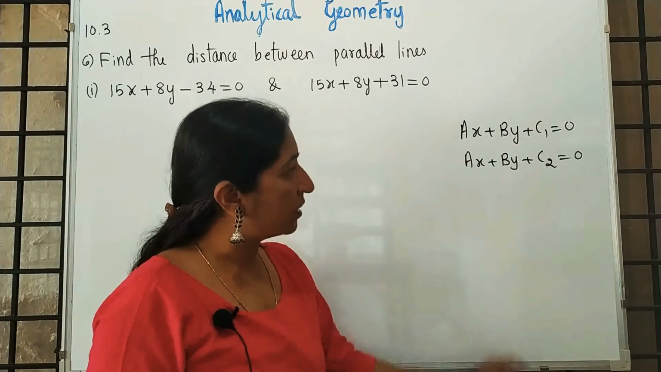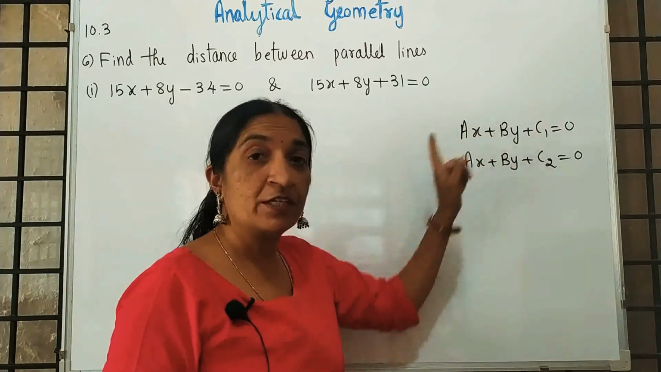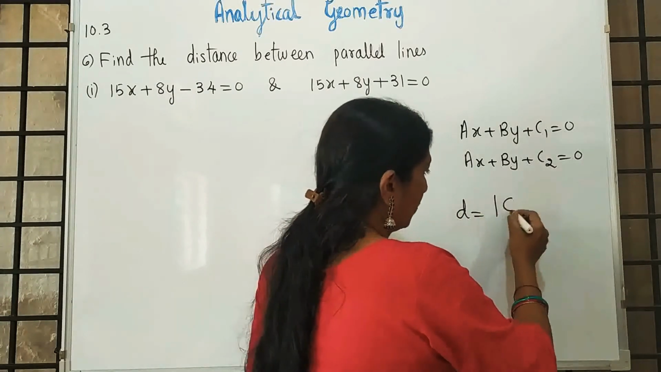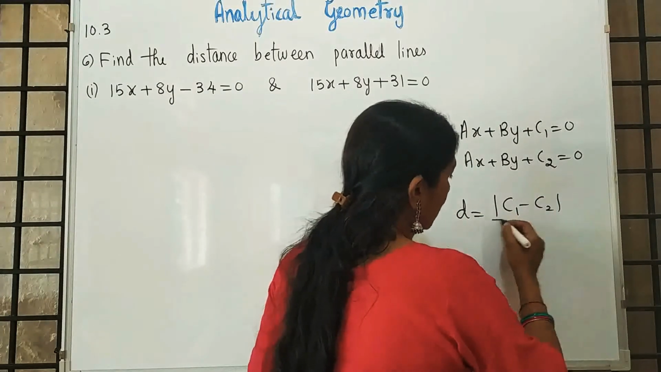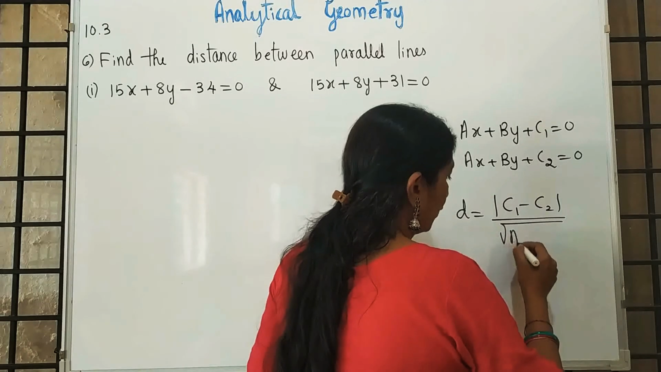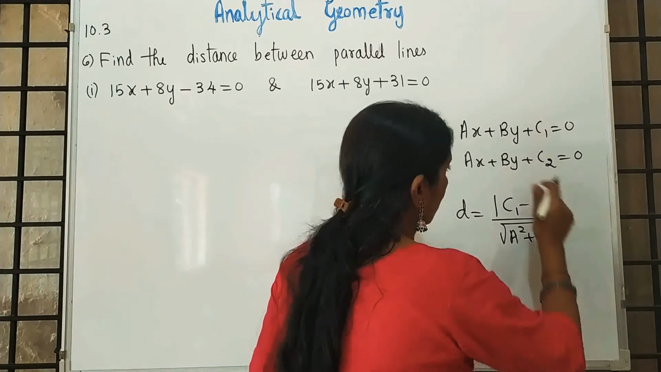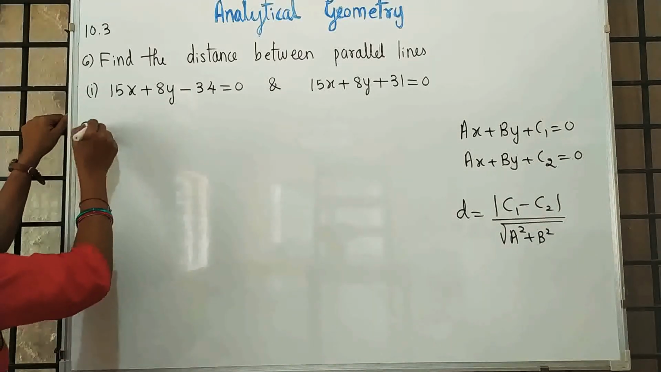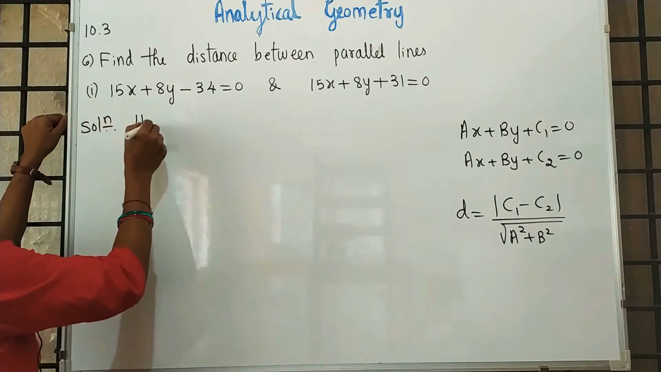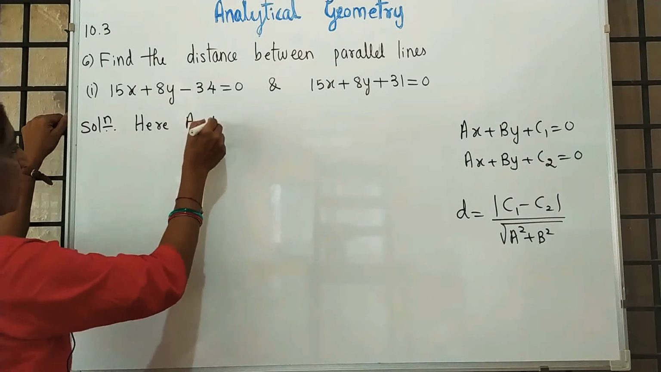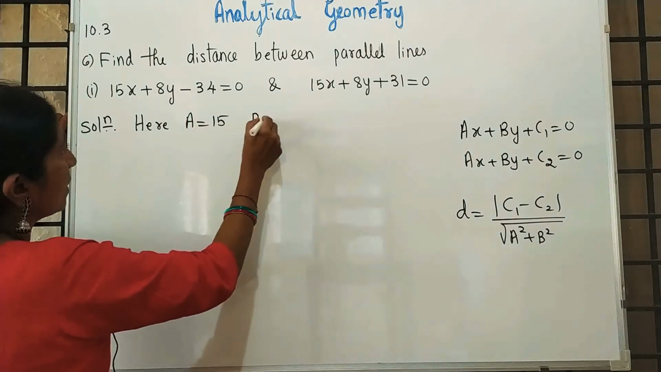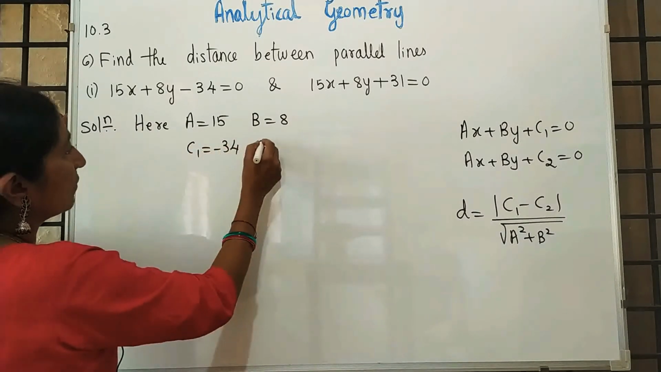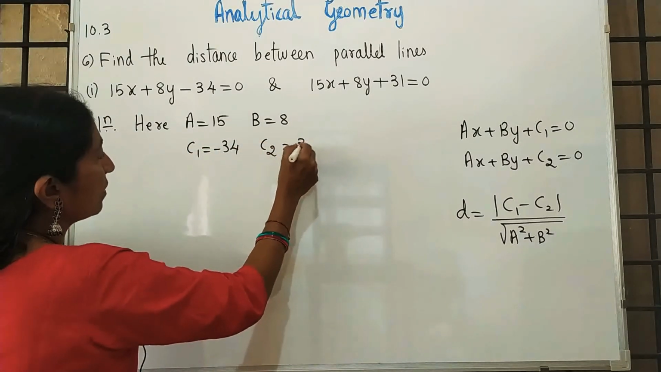Or one more thing is, if the slopes of these two lines are equal, then the distance is calculated by modulus of c1 minus c2 upon root of a square plus b square. A and b will be same in both the equations. So here A is 15, B is equal to 8, C1 from the first line is minus 34, C2 is 31.